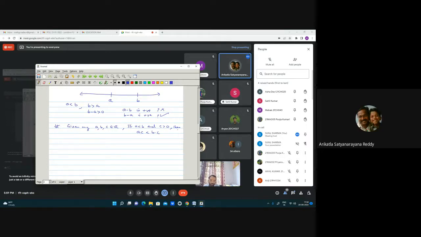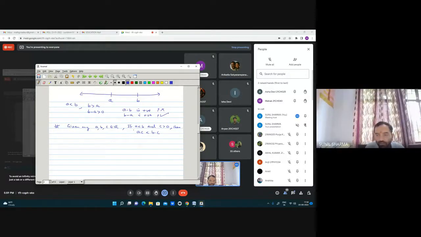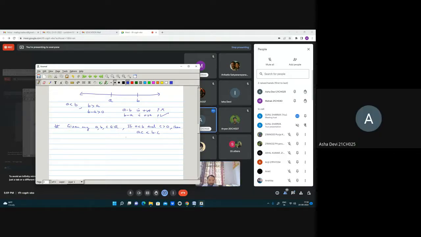Okay, so how to prove this one? What is it that I have to show? AC is less than BC, what do we have to prove? Asha, how will you prove this? Sir, we will first write B is greater than A, then B minus A is greater than 0. Very good. We can use that. B greater than A means B minus A greater than 0.